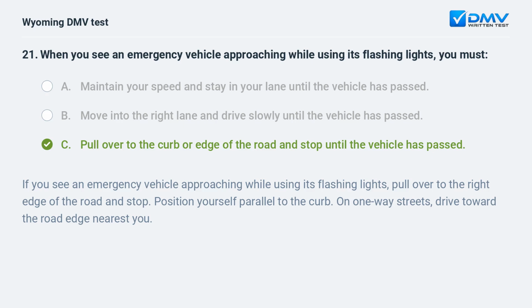C. Pull over to the curb or edge of the road and stop until the vehicle has passed. If you see an emergency vehicle approaching while using its flashing lights, pull over to the right edge of the road and stop. Position yourself parallel to the curb. On one-way streets, drive toward the road edge nearest you.